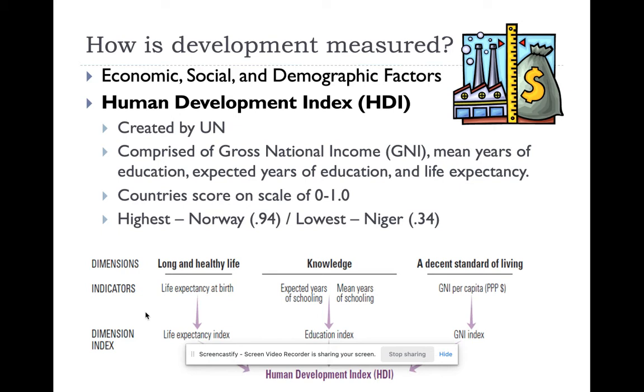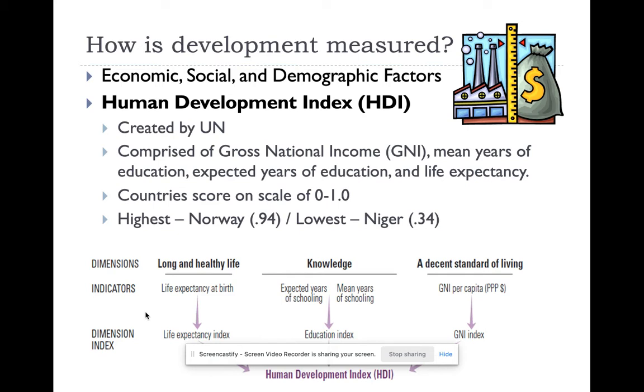All right. So the UN uses an index. An index is a collection of statistics called the HDI. It is comprised of GNI, which is gross national income, mean years of education, expected years of education, so two social statistics, and then life expectancy, which is a demographic statistic. You go from a 0 to 1 score, right? The highest at one point was Norway. The lowest was Nigeria at 0.34.